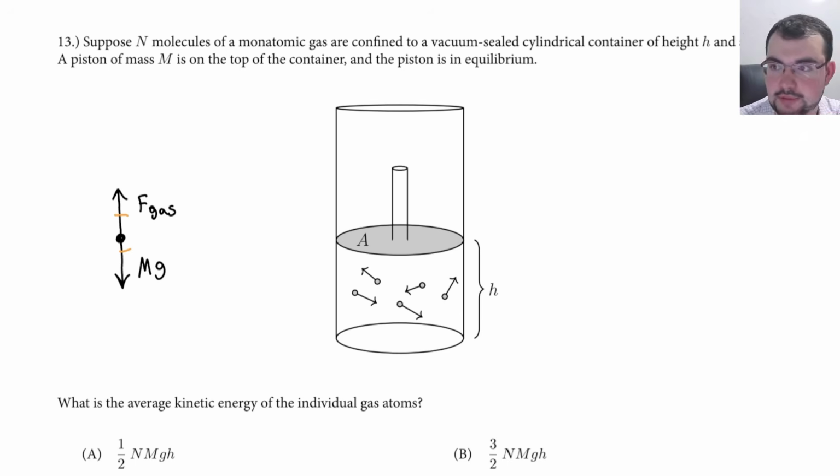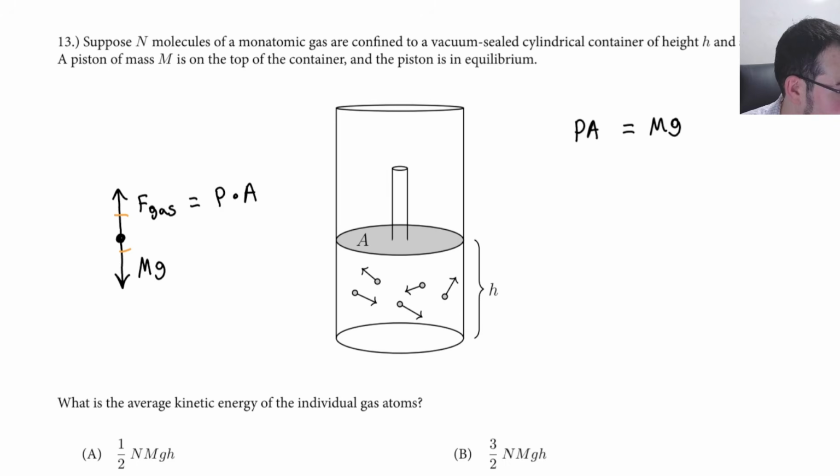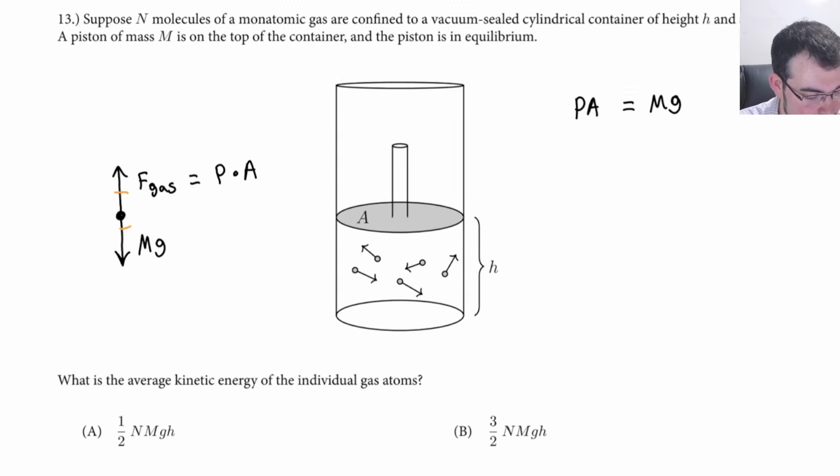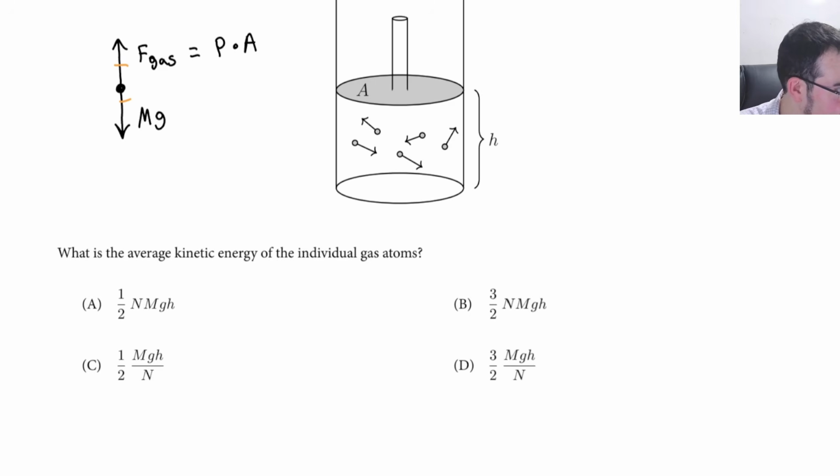And what is the force from the gas? Well, pressure is force over area. So we know that P times A is equal to M times G. So that might be helpful for us later on. This is an equation we get from our balanced forces. Then what else do we know? Well, we want average kinetic energy. So we have this expression that says the average kinetic energy is equal to 3/2 times the Boltzmann constant times T.